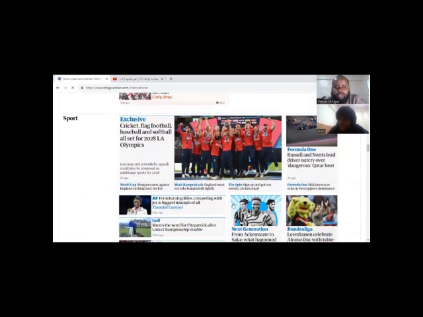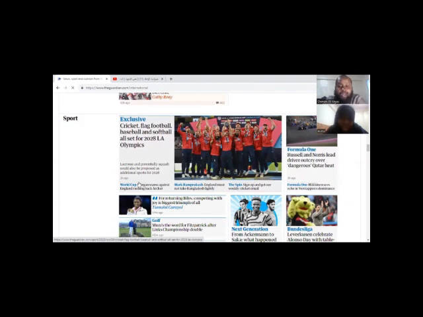Okay, let's have a look at the sports section. Look at this picture. Look at the heading, and then tell me the meaning of the article. So cricket, flag football, baseball, and softball all set for 2028 LA Olympics. So what does that mean? What do you think that would mean? So they're doing an Olympics match in 2028 for cricket, softball, flag football, and baseball. So all these sports are going to be added to the Olympics in 2028.